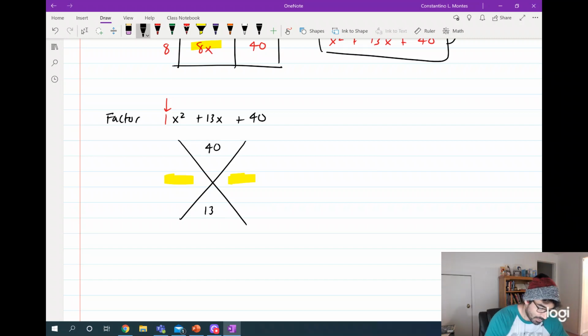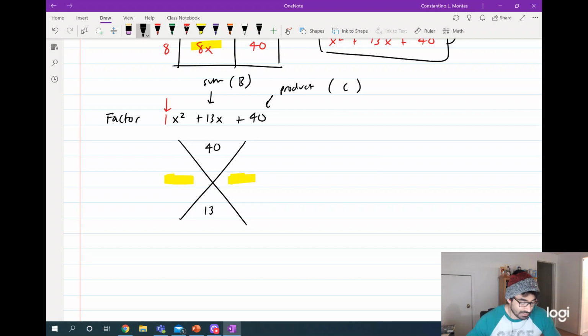Now, this will always be the product, and this one will always be the sum. And I'm going to show you this in a second, but we recognize this as letter C and this as letter B, and I'll show you where those come from in a second. Now, we're trying to think of two numbers that multiply to give me 40, but add up to give me 13. What are the two numbers?